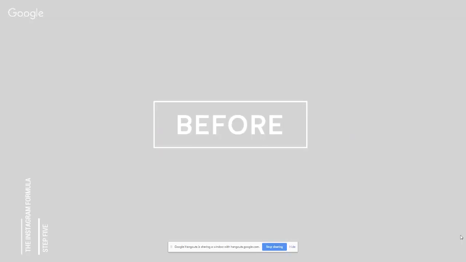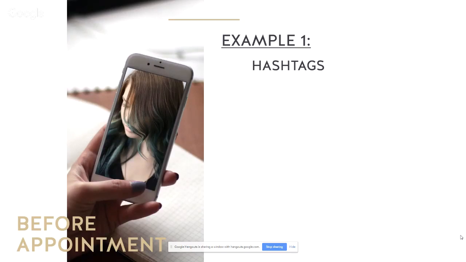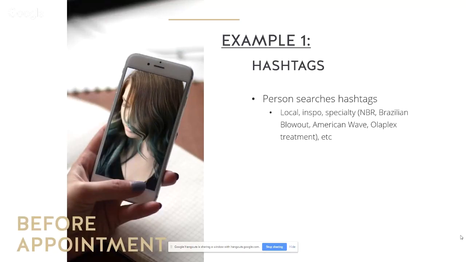So before the appointment, this is one example of how clients find their hairstylist, and it's through hashtags. Maybe a person's searching through hashtags, and maybe they're looking through local hashtags or an inspiration hashtag, or maybe even a specialty hashtag such as NBR, American Wave, Olaplex treatment, whatever. Then they see your photo on Instagram and your photo looks amazing. It stands out from the rest because you're obviously using the visual things that we talked about today. And they click over to your Instagram page.